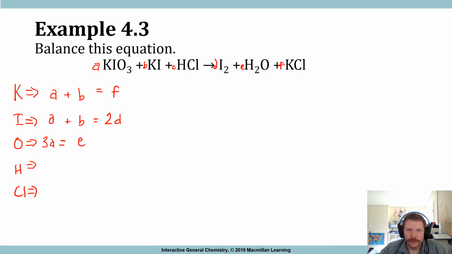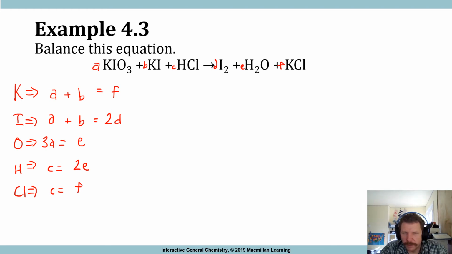Hydrogen is found in molecule C, and it is found in molecule E, and there are two of them, so I'm going to say C is equal to 2E. Okay. The last atom is chlorine, and there's only one, and it is found in molecule C, and on my product side, it is found in molecule F. Those are the equations that I need to write.